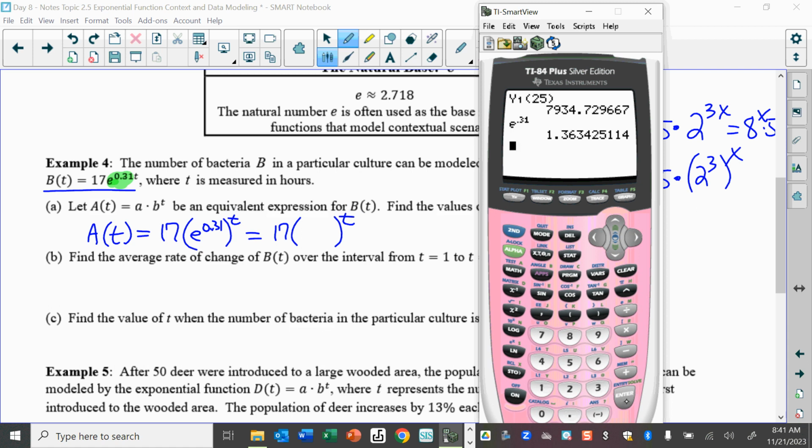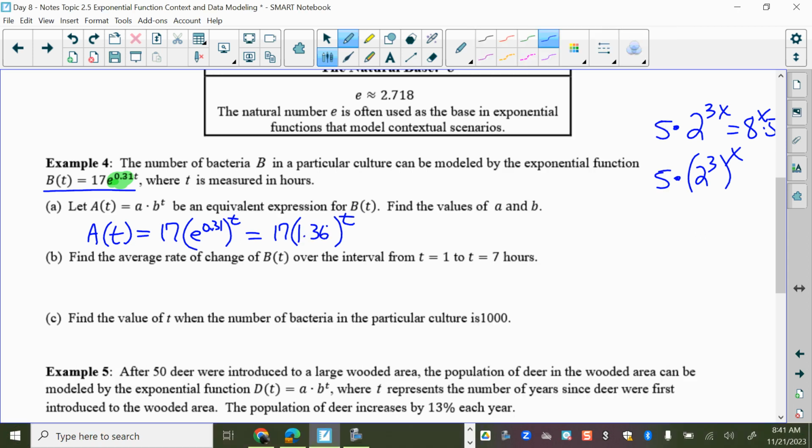One point three six three. Okay, so how about 3634? So 1.3634. Okay, so there we go. Here's my A and here's my B in this equation that they're asking for. So it's basically the cleaner version of it.